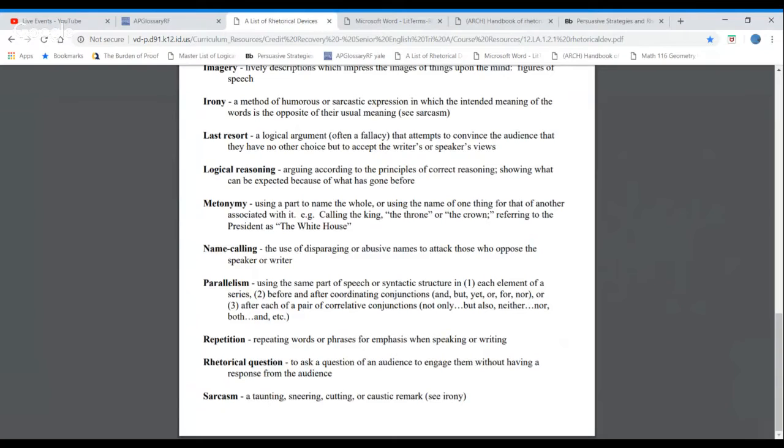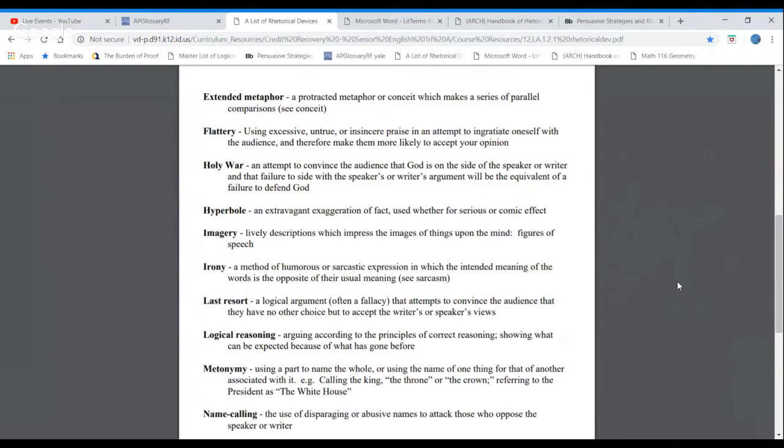Repetition, repeating words or phrases for emphasis when speaking or writing. Rhetorical question, to ask a question of an audience to engage them without having a response from the audience. Sarcasm, a taunting, sneering, cutting, or caustic remark. See irony. There we go.